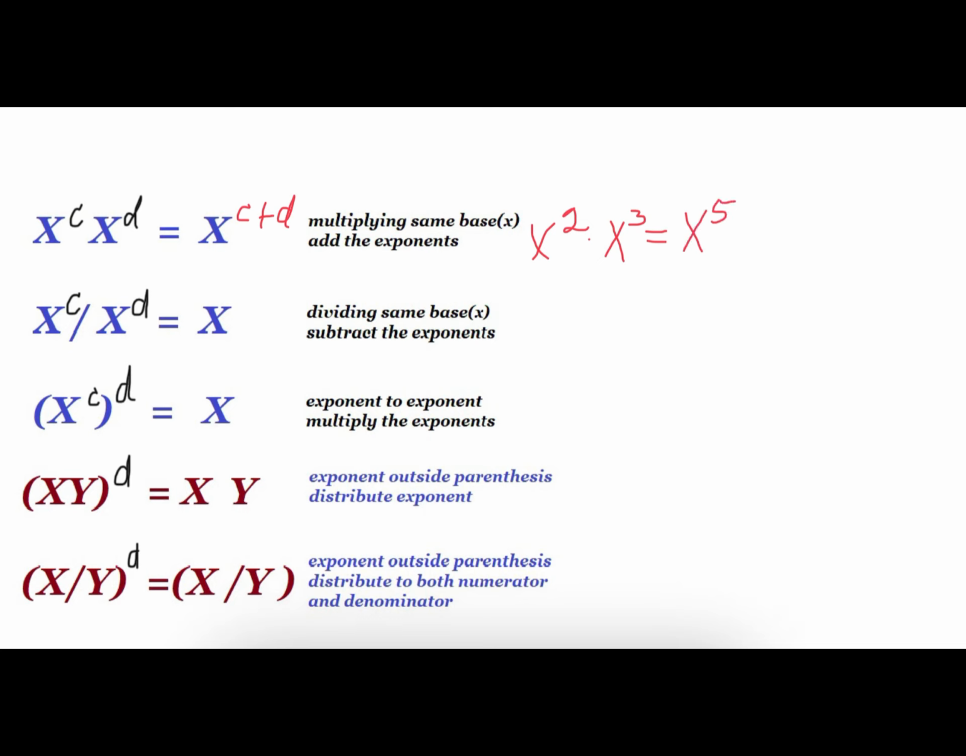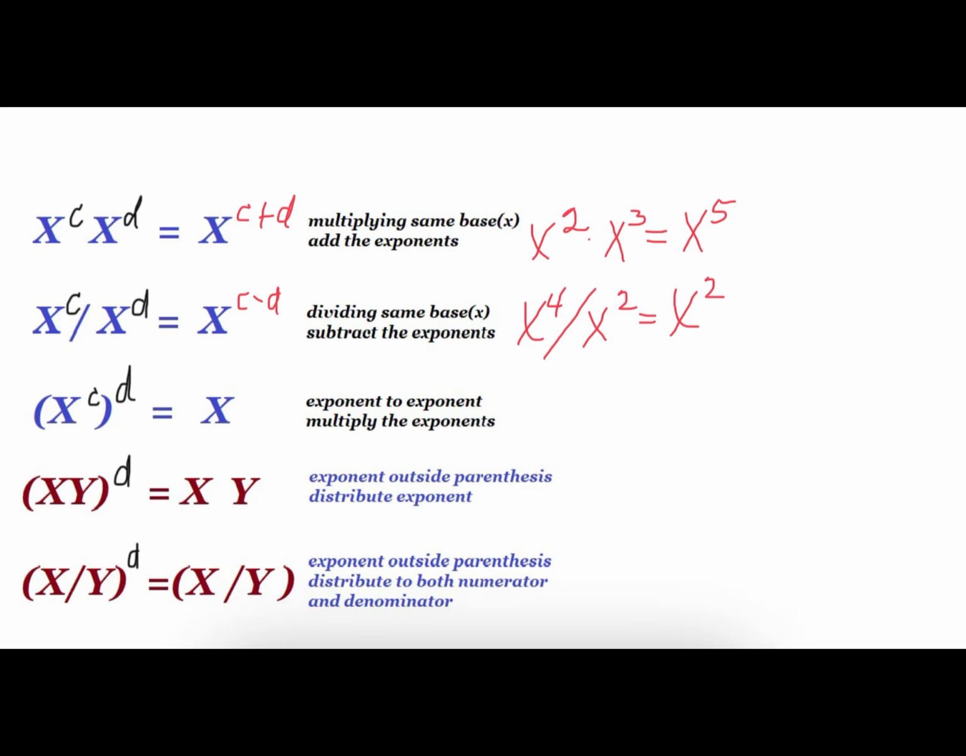The law of exponents when dividing with the same base means you will need to subtract the exponents. For example, if you have x to the fourth divided by x squared, you will subtract the exponents. 4 minus 2 equals 2. So your resulting answer would be x squared.